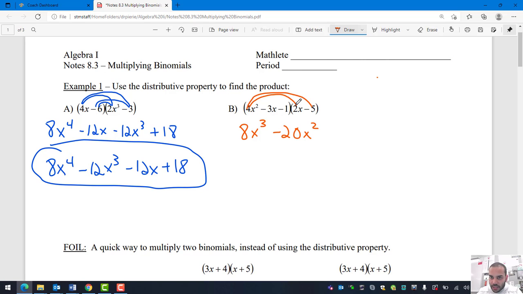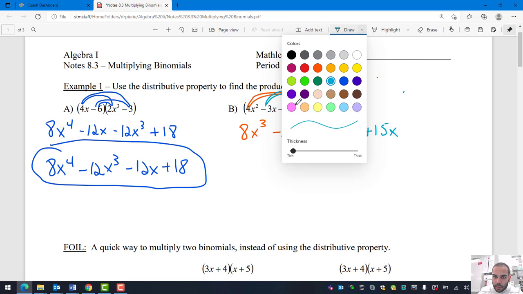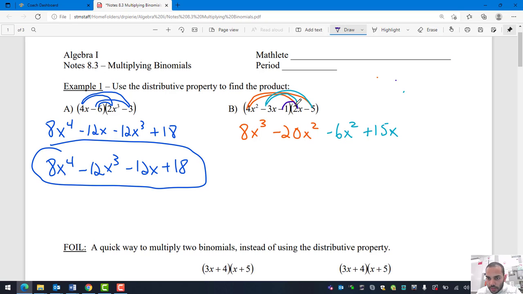Then I do the exact same thing for the second term in the trinomial. So negative 3x is going to distribute to positive 2x. Negative 3 times positive 2 is negative 6. x times x is x squared. For the second term in the binomial, negative 3 times negative 5 is positive 15, and then I'll slap the x at the end. Then do the exact same thing for the negative 1. Negative 1 times 2x is negative 2x, and then negative 1 times negative 5 is positive 5.